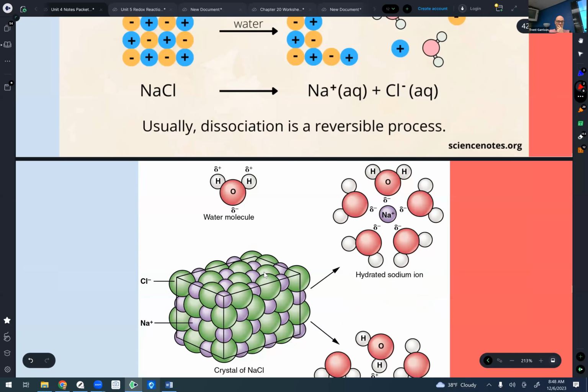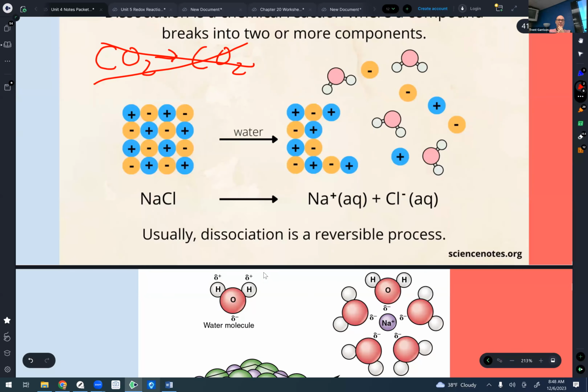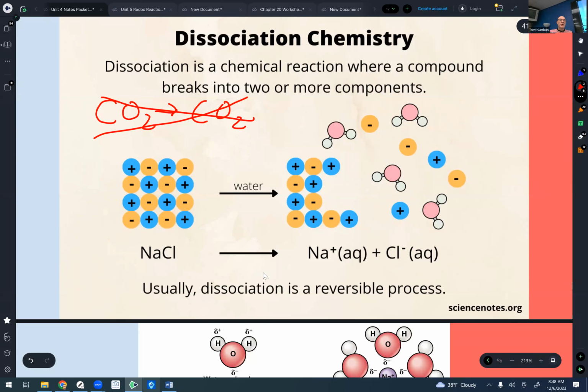All right. Oh, and one other detail there. Do you notice that down the bottom? It's reversible.